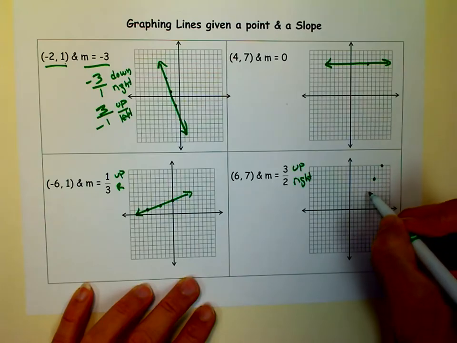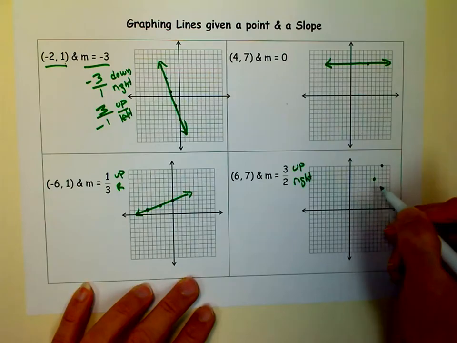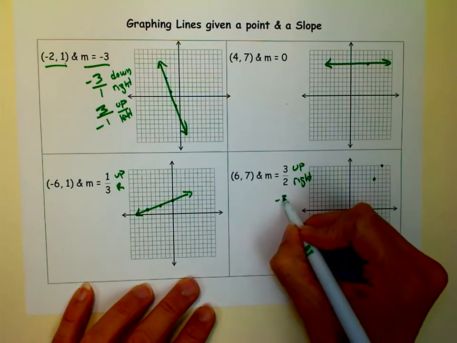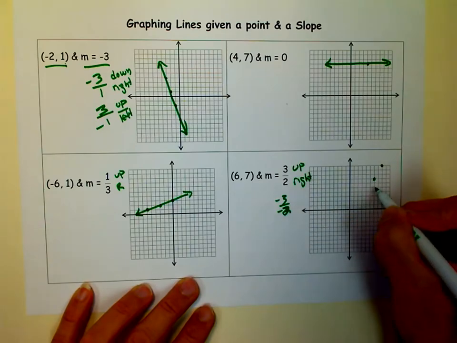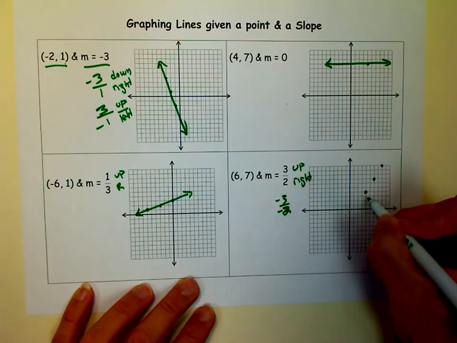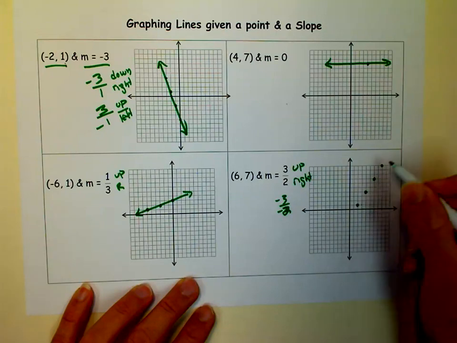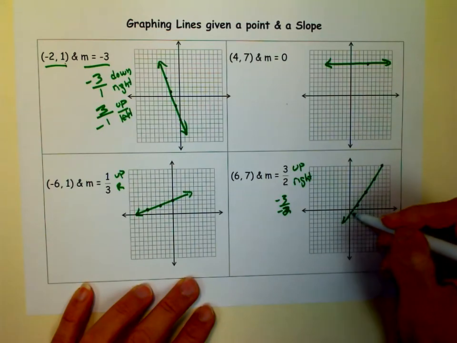I can go down and left, because down is negative and left is negative, and two negatives when you're dividing make a positive. So it's kind of like doing this slope, -3 over -2. 1, 2, 3, 1, 2. And as soon as you get enough points to make the line, we can make the line.